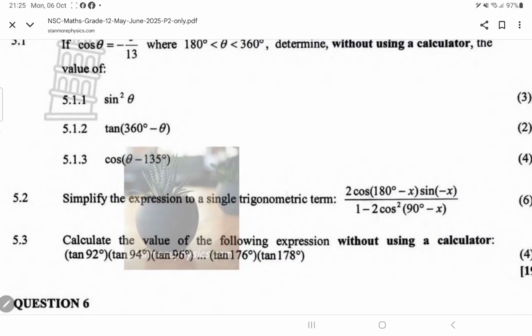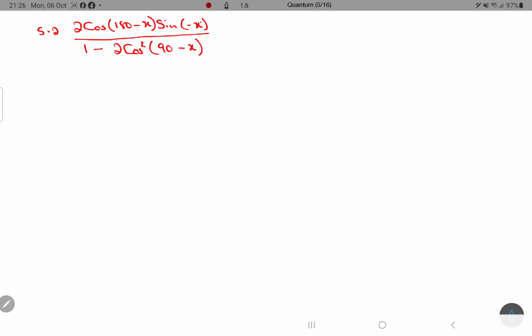Simplify the expression to a single trigonometric term: 2 cos(180 minus x) sin(negative x) divided by 1 minus 2 cos squared (90 minus x). So we are going to look at that now. Looking at this question, first of all, we are going to break it into pieces.